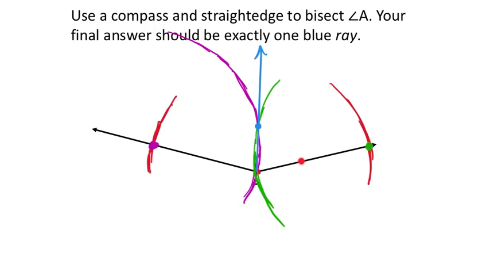And then you can do the same thing from this green point. Make a circle from the green point to the original vertex, creating this circle. What you want is the intersection of these two, because they're the same distance away from these centers, the green and purple points. They're the same distance away from the red point. But by drawing the two circles with centers at these, we've created the same distance from, for me, what's purple to blue and green to blue.